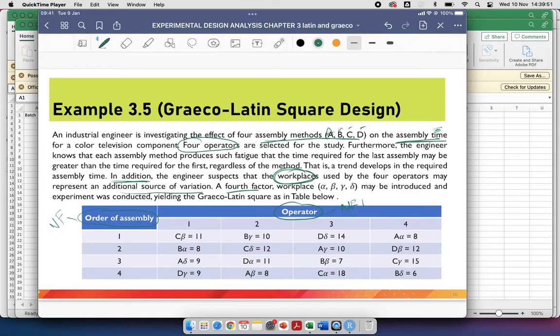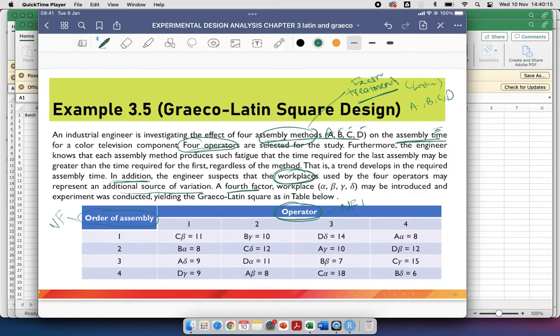So the fourth factor. So sekarang ni factor yang pertama adalah ni assembly method. Assembly method will be your treatment. Okay, factor treatment kita adalah assembly method. So treatment dia mesti Latin kan? So dia adalah A, B, C, D. Okay. So dia ada nuisance factor yang pertama iaitu operators.